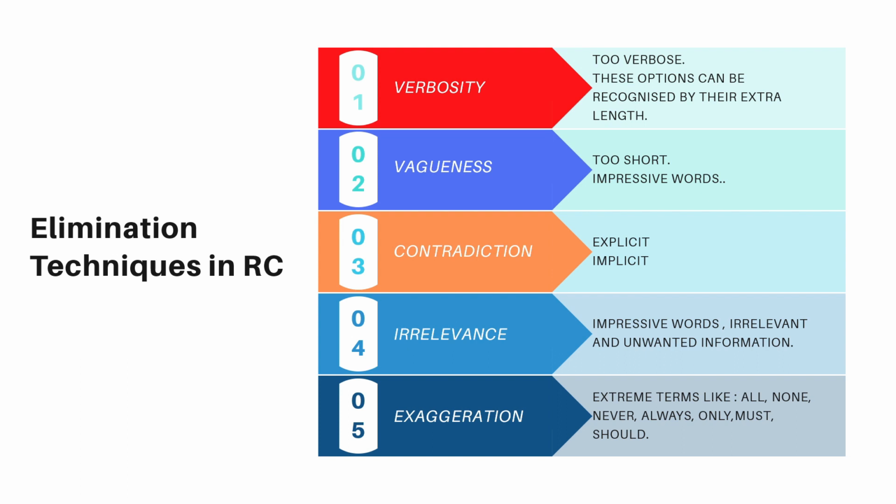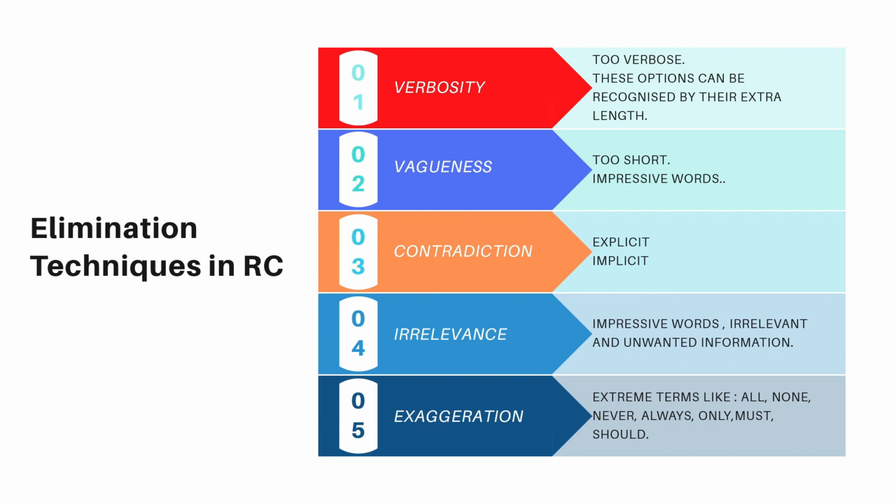The third one is contradiction. These options are the easiest to eliminate. Why? Because they tend to contradict the passage, either explicitly or implicitly. If we want to detect an explicit contradiction, we can do it just by reading the passage. Whereas implicit contradictions are harder to discover, and they require a clear understanding of the passage.